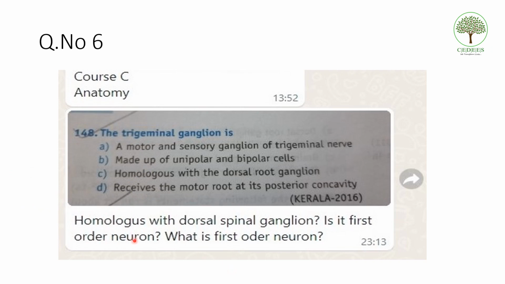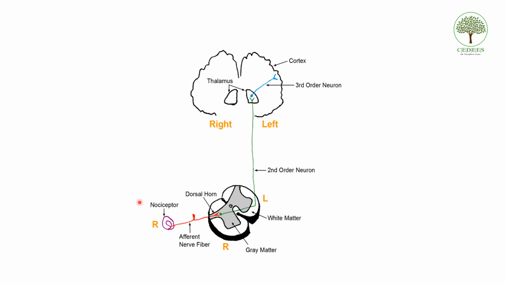Is it the first order neuron? Yes, it is the first order neuron. You have asked what is the first order neuron. Look at this picture. The sensation, nociception, meaning pain sensations from the periphery, from the free nerve endings, reaches the dorsal root of the spinal ganglion. This is first order. From the spinal cord to the thalamus, the spinothalamic tract is the second order, and thalamus to cortex is the third order. The detailed explanation of this pathway, the pain pathway and the trigeminal nerve pain pathway, will be explained in physiology class.